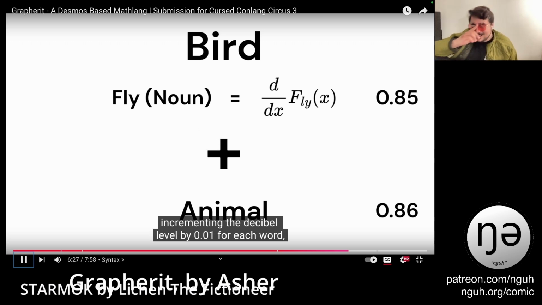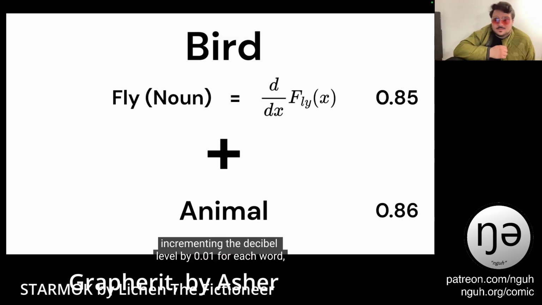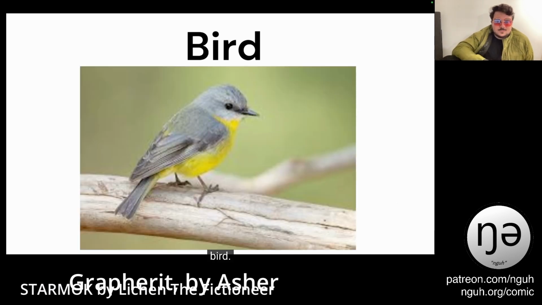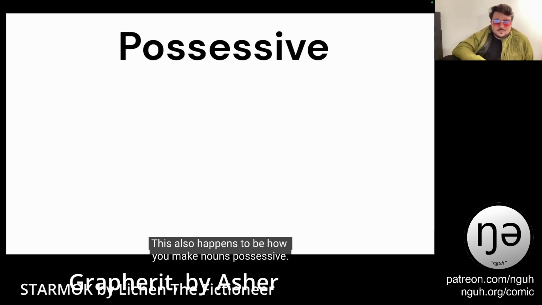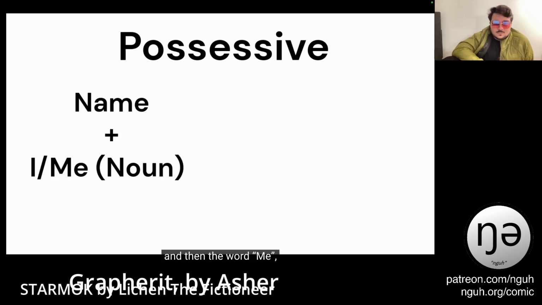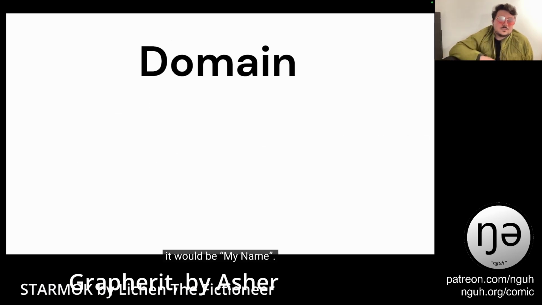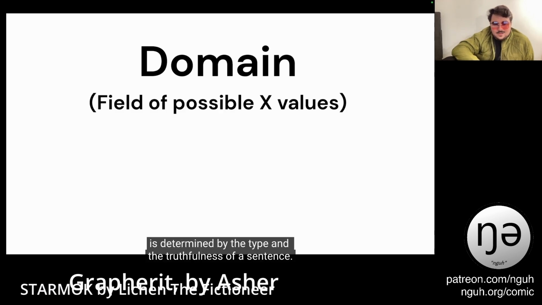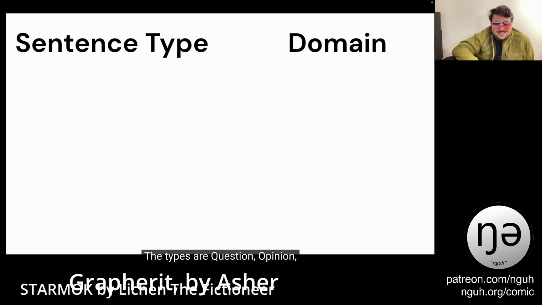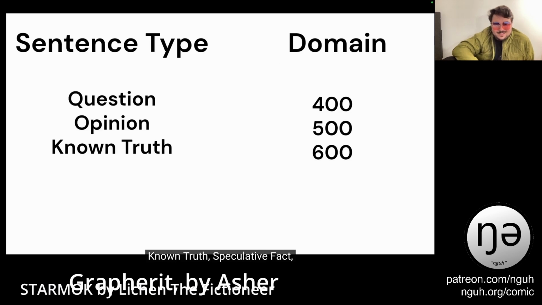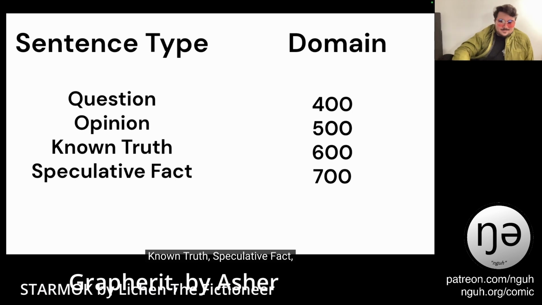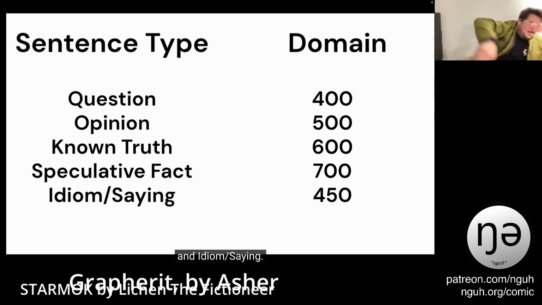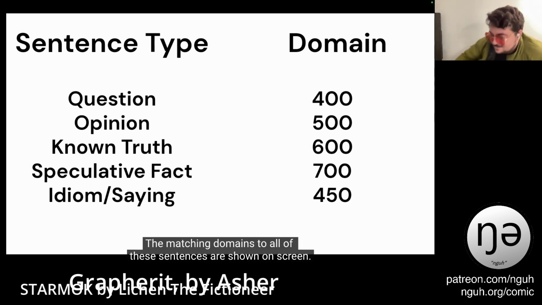All right, let's finish this. Incrementing the decibel level by 0.01 for each word, eventually getting the word bird. This also happens to be how you make nouns possessive. So if I had the word name and then the word me, it would be my name. The domain of the sentence, to which x values the graph goes to, is determined by the type and the truthfulness of a sentence. The types are question, opinion, known truth, speculative fact, and idiom/saying. The matching domains to all of these sentences are shown on screen.